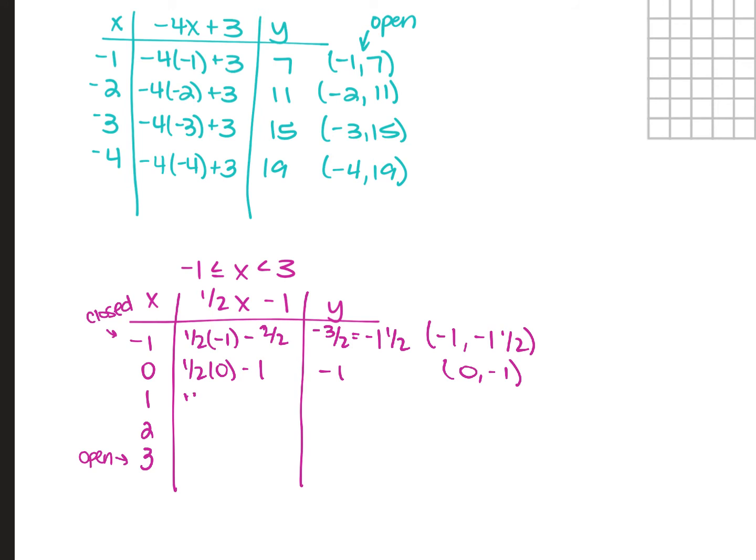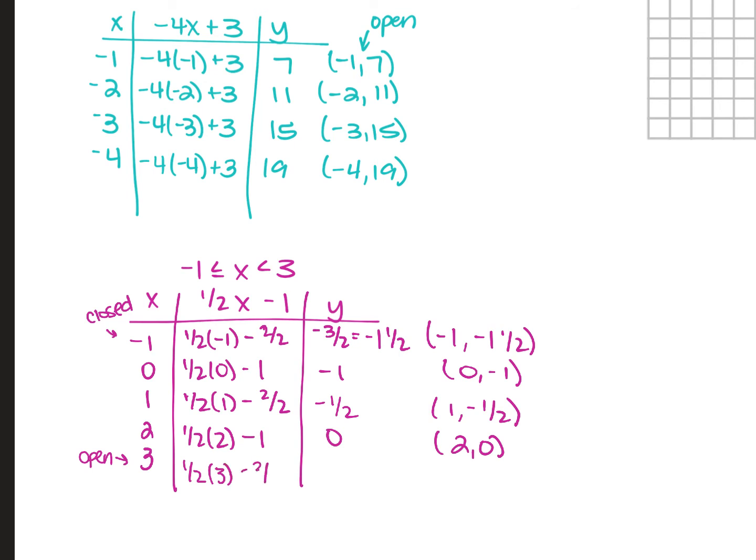For the 1, it's 1/2 times 1, which is going to be 1/2, minus 2 over 2, which is negative 1/2. So that's the ordered pair 1 comma negative 1/2. For the 2, it's 1/2 times 2, which is 1, minus 1 is 0. So that gives us 2 comma 0. And then for the 3, that's 1/2 times 3 minus 2 over 2, sorry. So 3 over 2 minus 2 over 2 is 5 over 2. And again, that one is 2 and 1/2. So that is 3 comma 2 and 1/2.